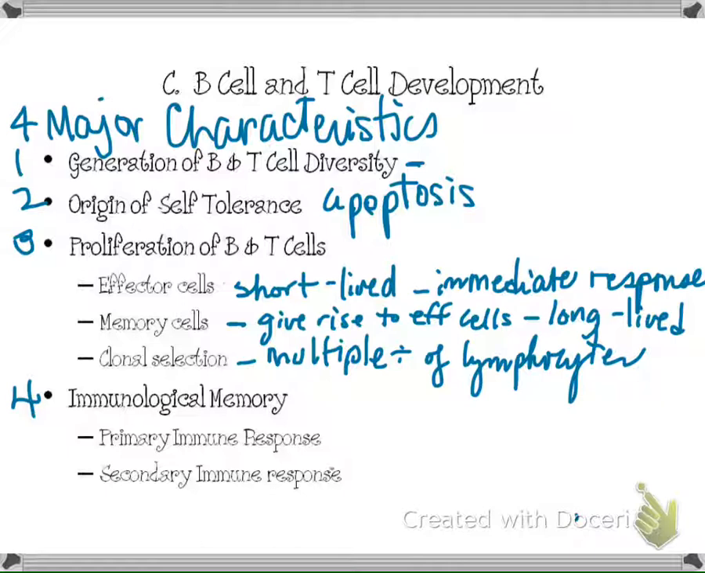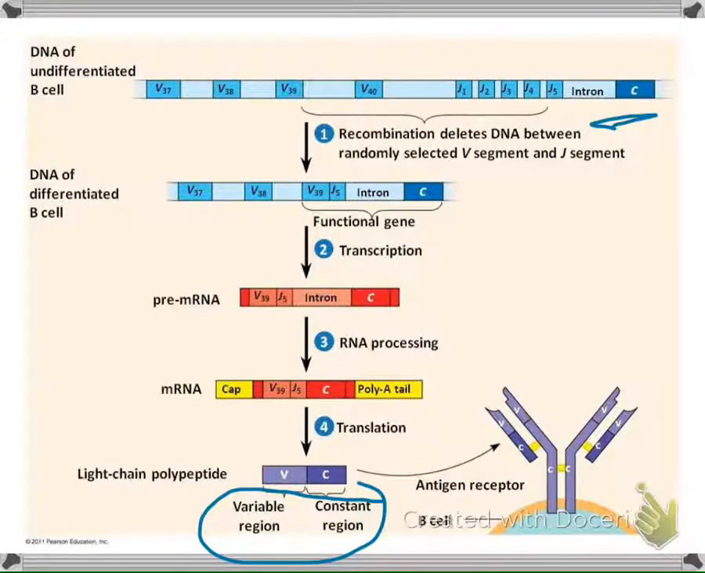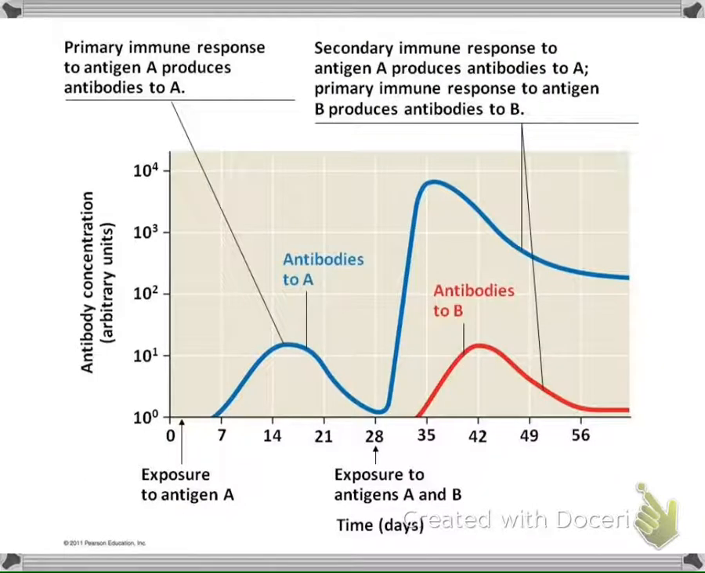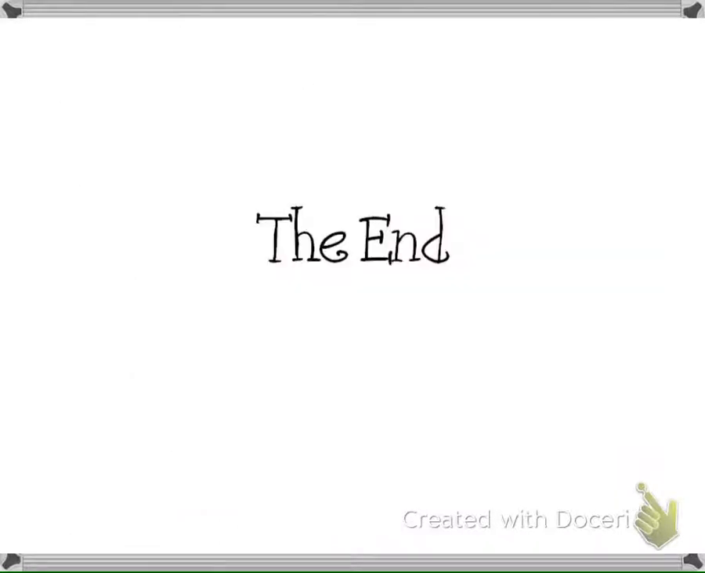So next we just have a couple of pictures. This is showing your B and T cells, how you're going to end up getting your memory cells and plasma cells. And then primary response versus secondary. The end. Good night.